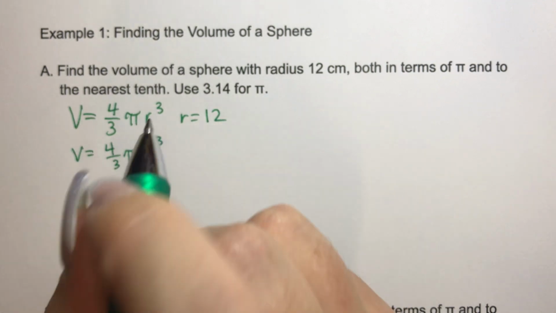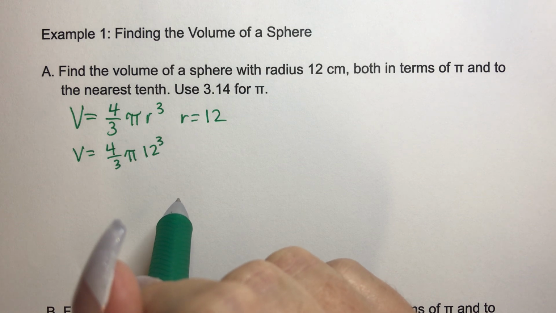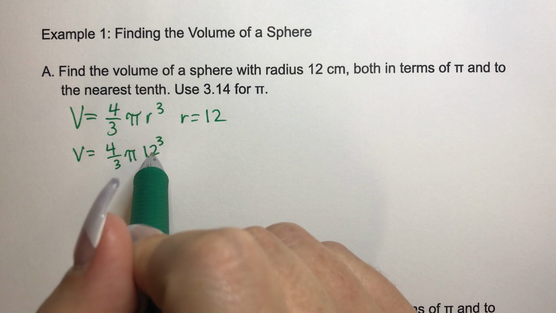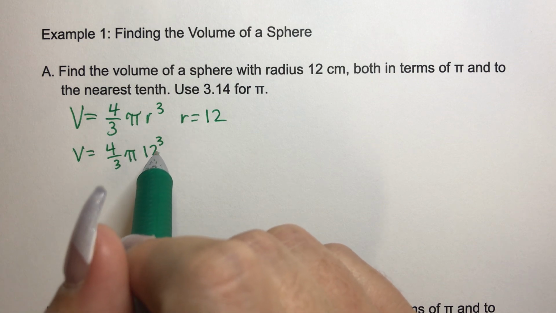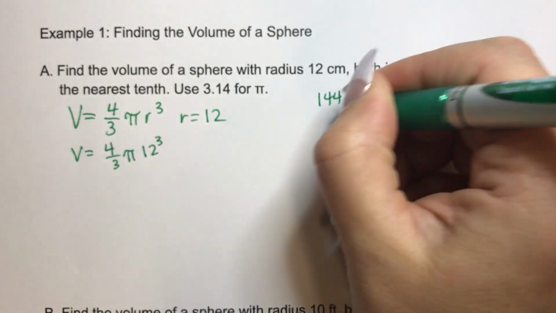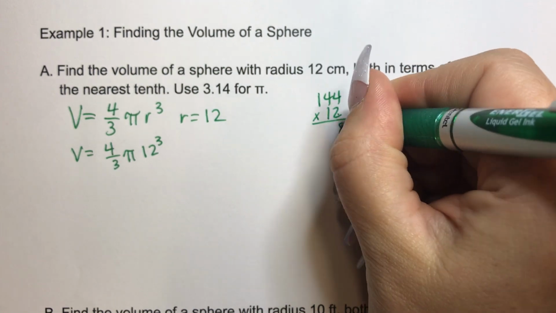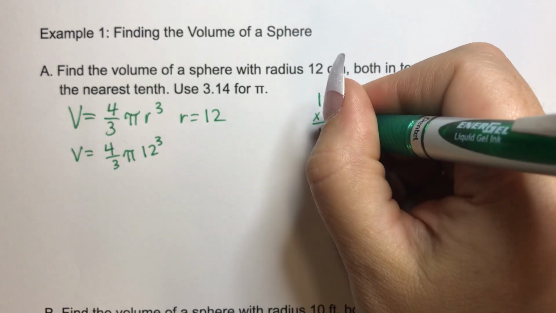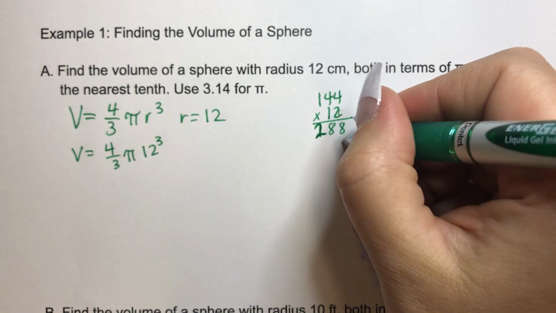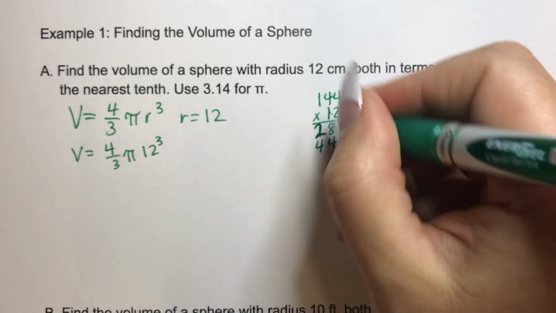12 cubed. So here I know 12 squared is 12 times 12, which is 144. So we're going to have to go 144 times 12. That would be 2 times 4, which would be 8. 2 times 4, which is 8. 2 times 1 is 2. And we're in the tens spot, so we put a 0 in the ones spot. 1 times 4 is 4. 1 times 4 is 4. 1 times 1 is 1.